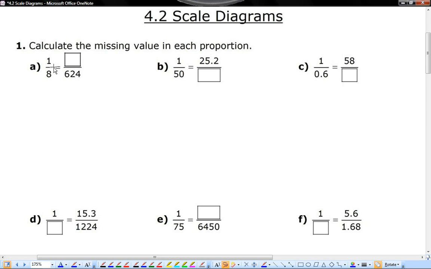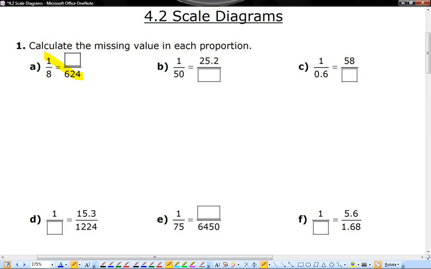So in number 1 we're going to focus on calculating the missing value in each proportion. This is an important skill before we can get to solving problems involving scales for scale diagrams. So the first method I'm going to give you is sort of a surefire method that you would have done last year in grade 8.